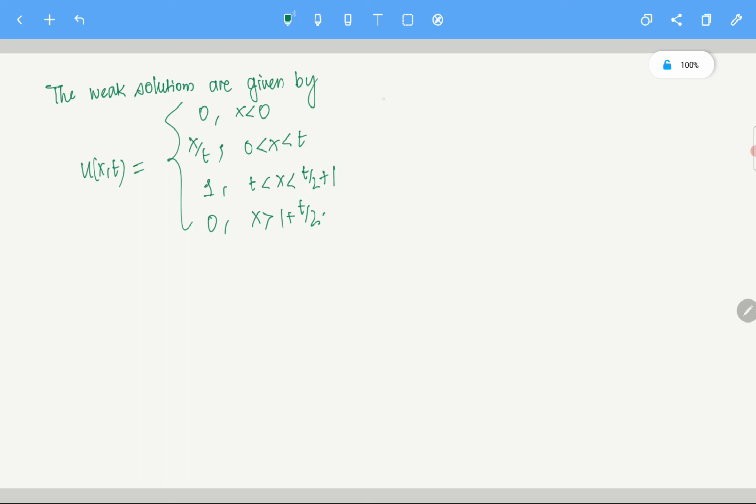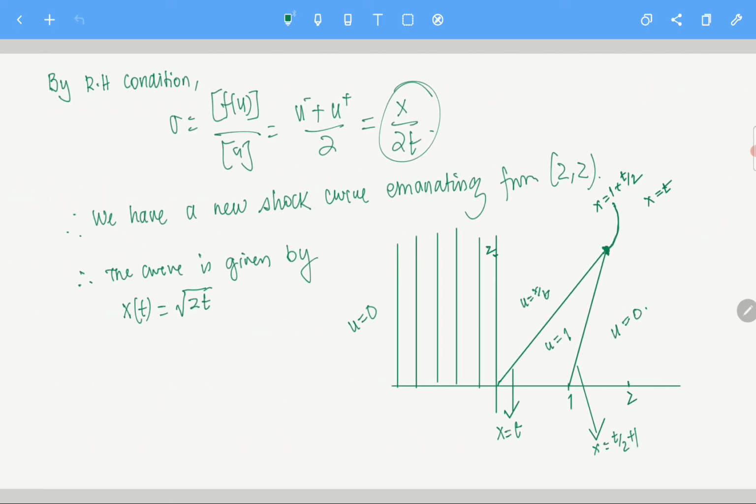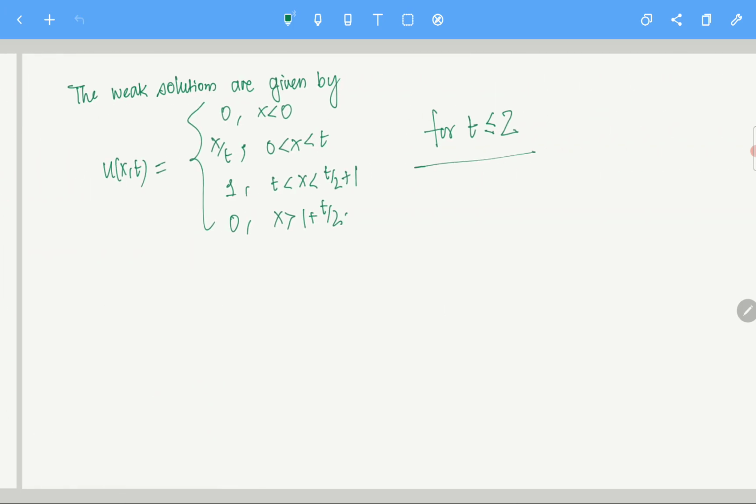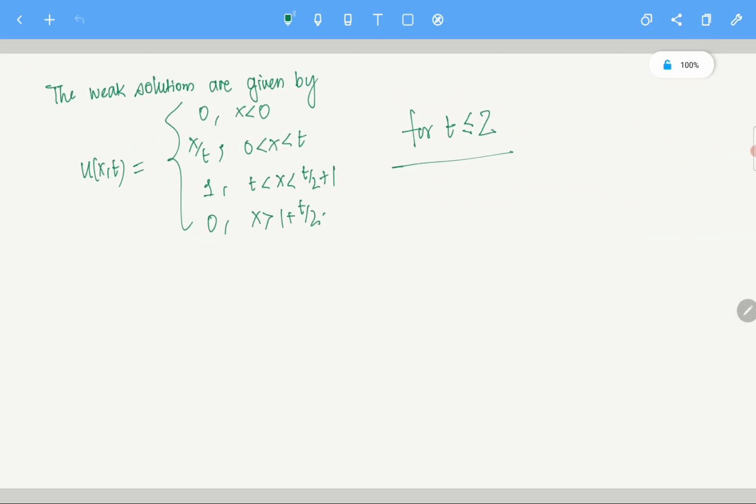This holds for t less than or equal to 2, because up till t equals 2 this is true. After t equals 2 you have a new shock curve. And for t greater than or equal to 2, what do we have?